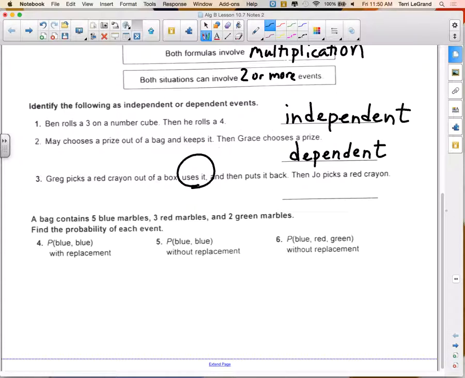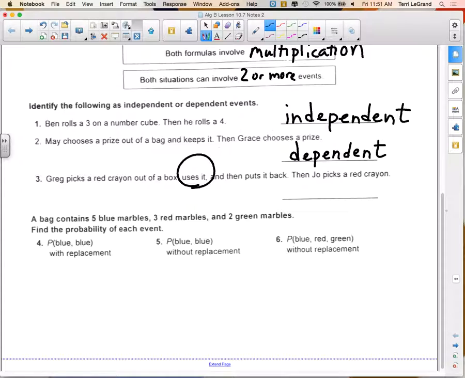Emerson? But then Joe picks a red crayon, and Greg just put the red crayon back, so would it be dependent because Joe picked the crayon again? But was the number of red crayons dependent upon the fact that Greg picked one? I mean, was there really no red one there for her to pick, or did the number of red ones decrease? It's independent because Greg using the crayon is still a red crayon.